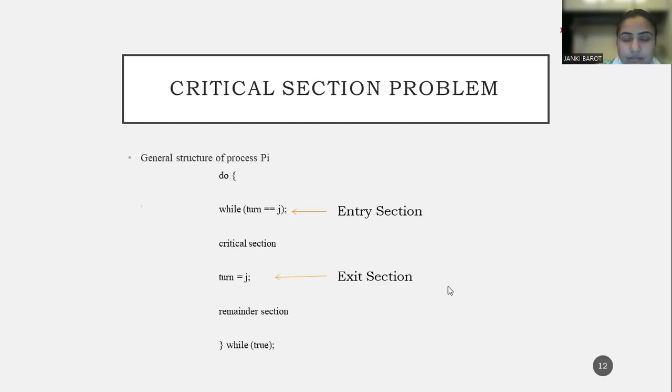This is the general algorithm of the critical section problem. Here is the general structure of a process Pi: do while turn equals j, right? You can check what the value of j is, right?